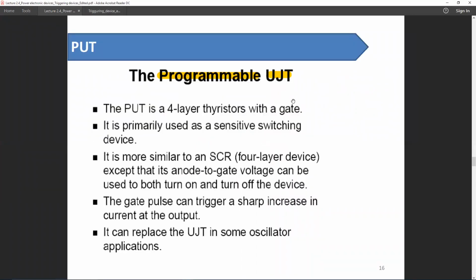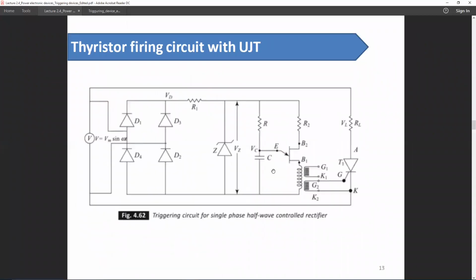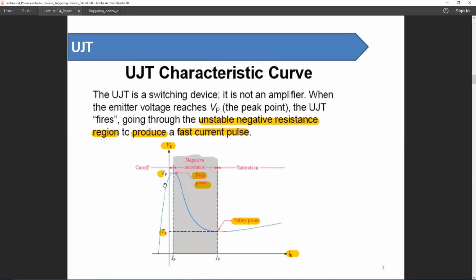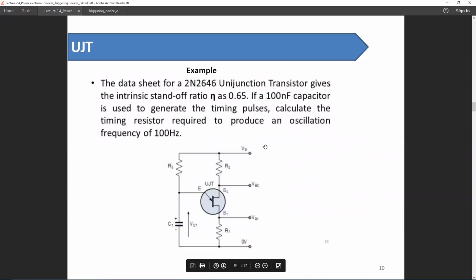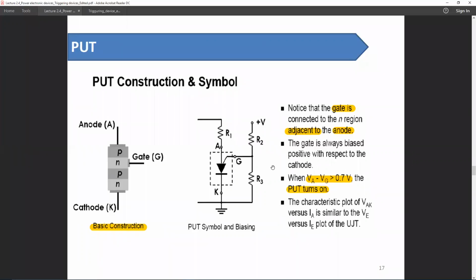Now the programmable UJT, which is very much similar to the original UJT, except for the fact that this triggering voltage can be changed. In case of an UJT, we have to trigger the UJT using VP and VV. These are fixed values. But in case of a PUT or programmable UJT, we can alter this value.